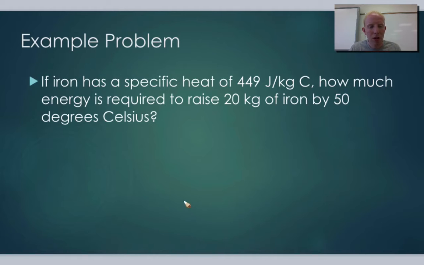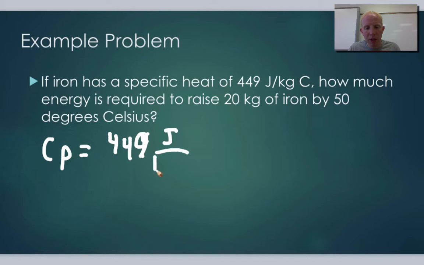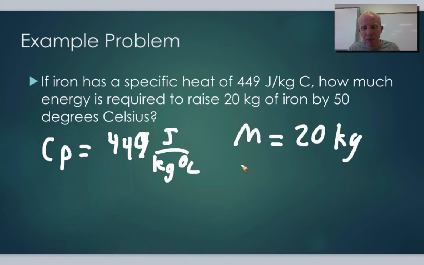So again, we just make sure we write down what we know. The specific heat constant is 449. Make that look like a 9. Joules per kilogram degrees Celsius. The mass is 20 kilograms. And the change in temperature is 50 degrees Celsius.